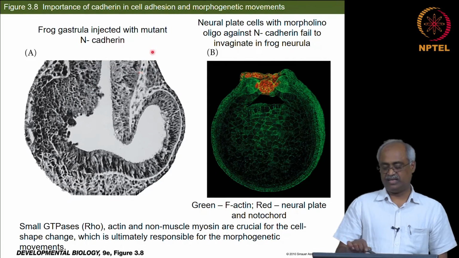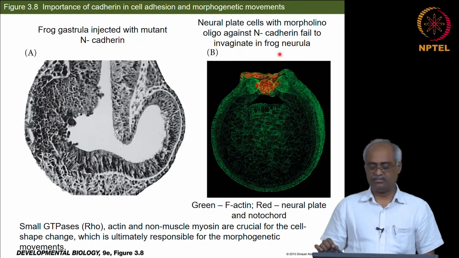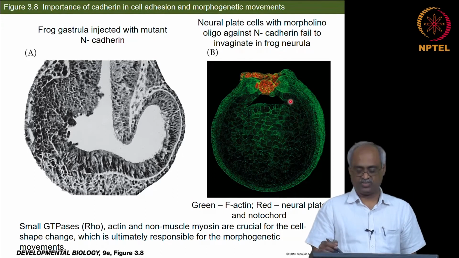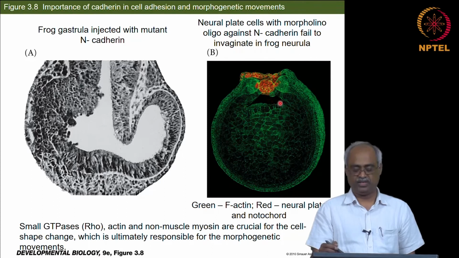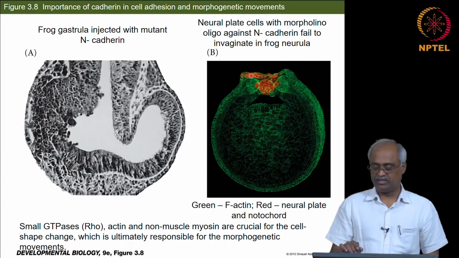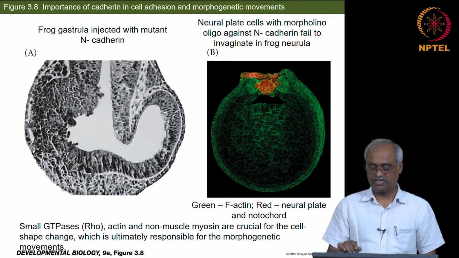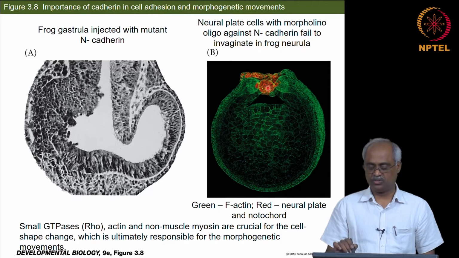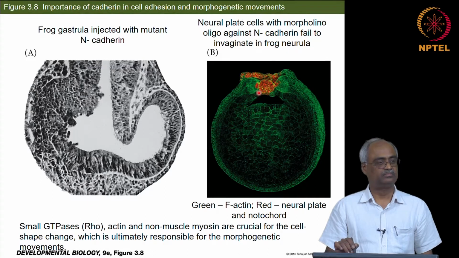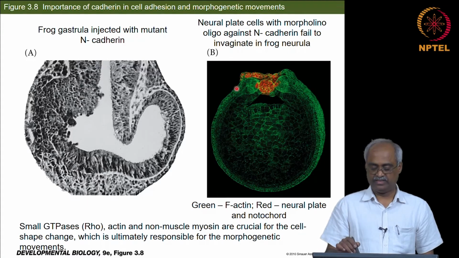So, this is a little bit later, this is the neurula stage where the neural tube is forming, and you see the top cells, this sheet of cells, they should actually invaginate, and they do not do it when you block the N cadherin. This is notochord and this is the neural crest cells. So, these have to go in and they do not go. Okay. So, this is F-actin, right, yeah. So, this is neural plate and notochord marker.